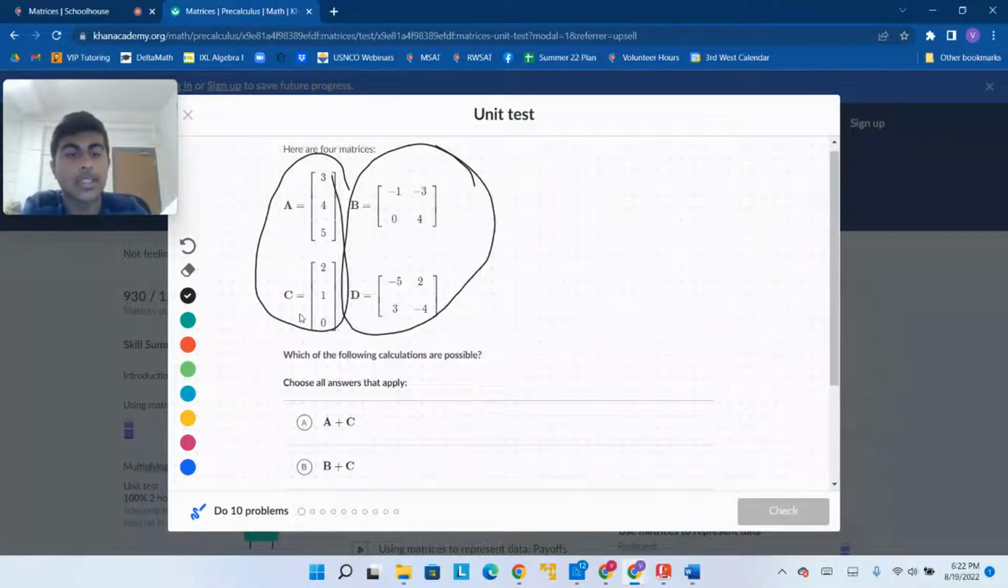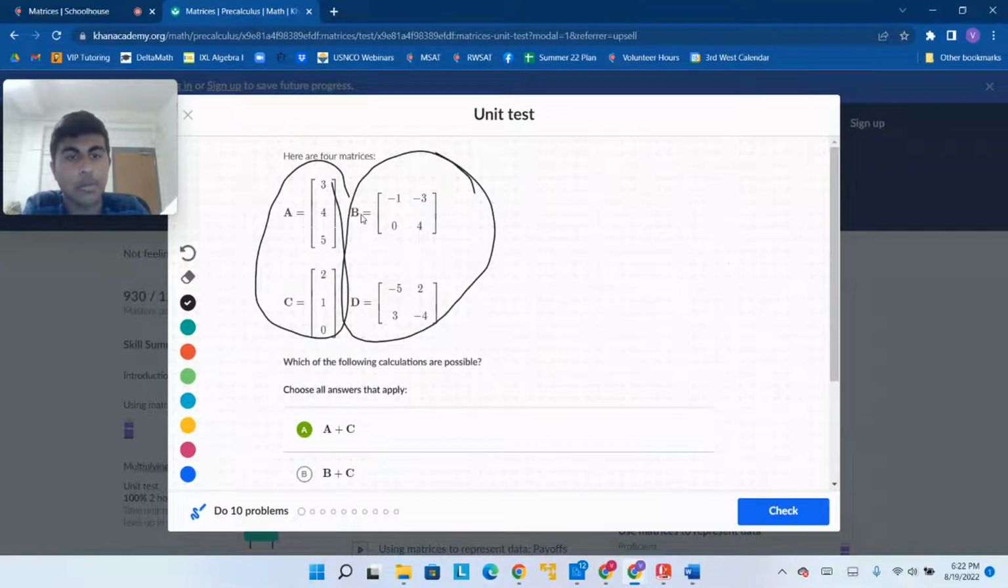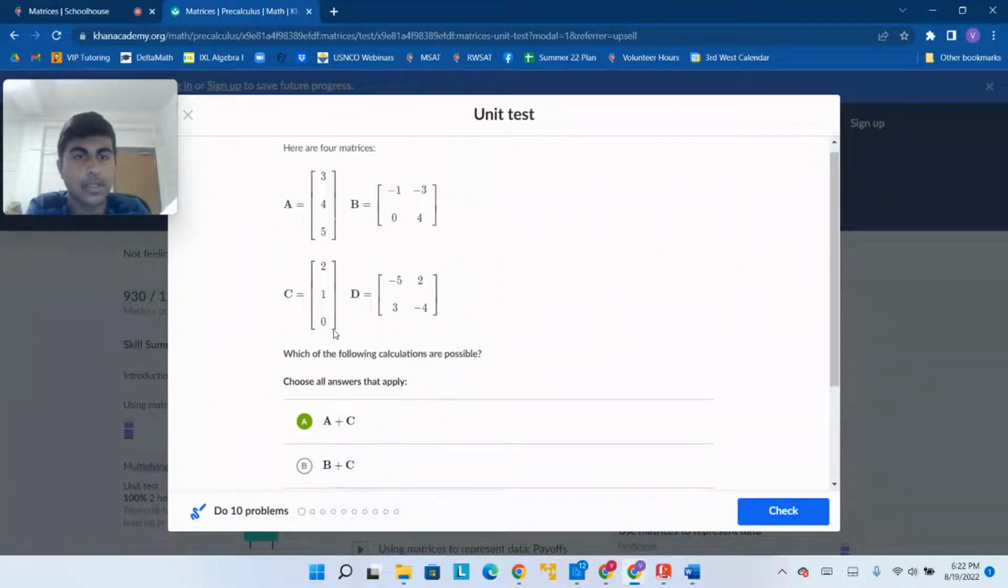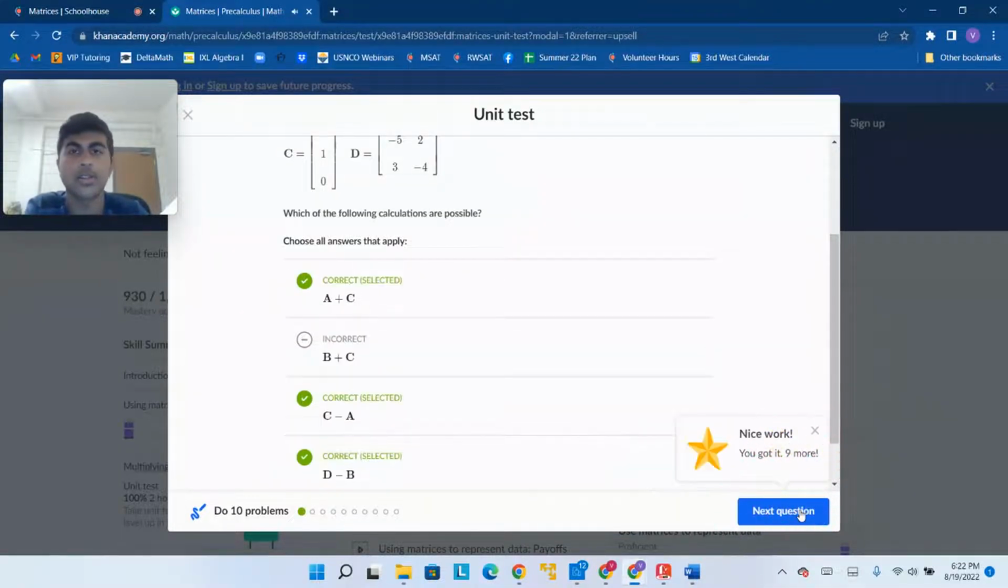So anything with A and C you can do. A and C, C minus A. Anything with B and D you can do. D minus B. Everything else is, well, the only other one is B plus C, which you can't do since they have different dimensions. So these are our answers, and we can move on to the next question.